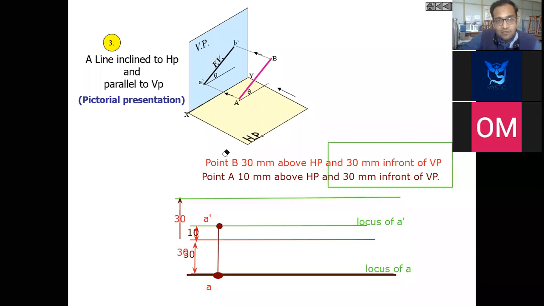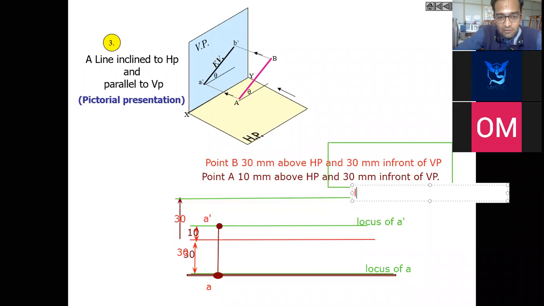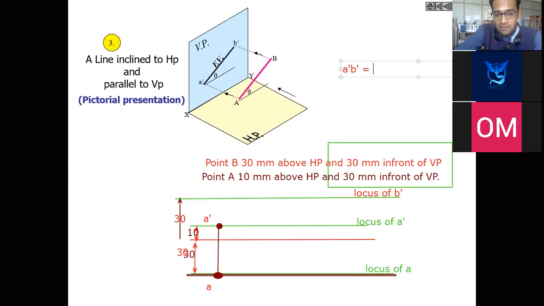So locus, I can say this is locus of B dash, but where exactly is B1 dash? We are aware that when I say A dash B dash, that is going to represent the elevation line. When I say the points A dash and B1 dash, it is going to represent the true length in elevation. I'll say AB, then it is representing the plan length, and when I say AB1, it is going to represent the true length in plan.